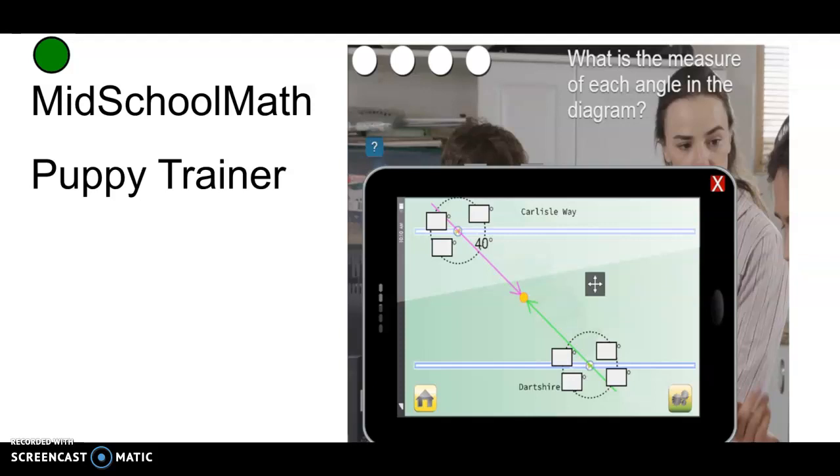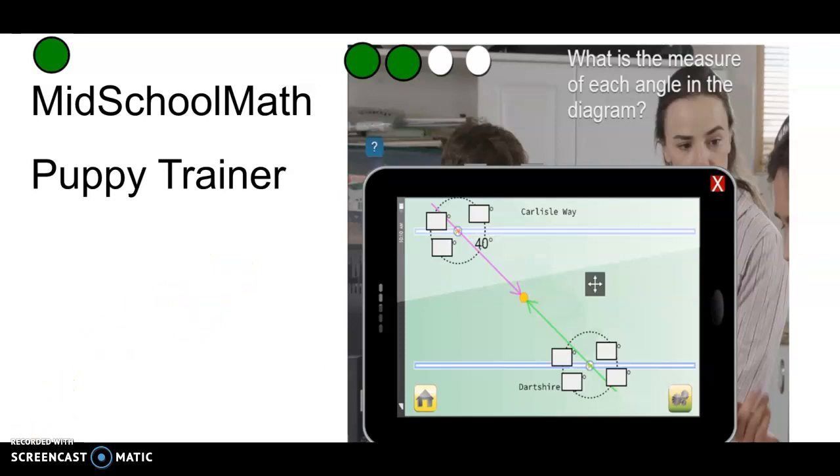Okay, today's lesson is in Mid-School Math. Log on to Mills Mid-School Math and go into an assignment, the simulation trainer, and today we're working on the puppy trainer. Your goal is to type in an answer in each of these white boxes, watch the video so you understand what's going on, and you need to get all four circles green. So you're going to get four problems.